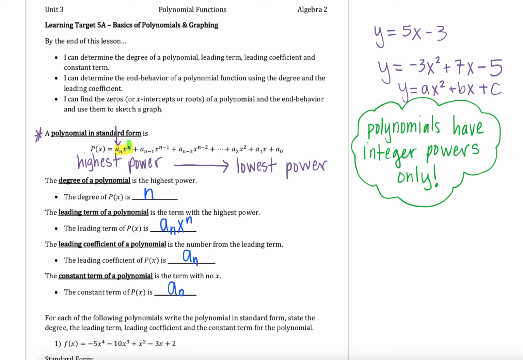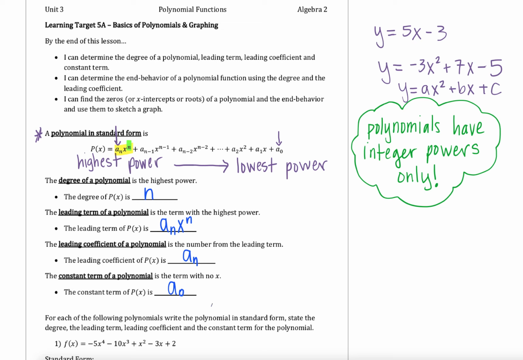And our last vocab term is a constant term. And the constant term of a polynomial is the term with no x. So just like we had before, it was our last term in standard power, which is just going to be that number that is added or subtracted at the end. So for our polynomial p of x, that constant term is going to be a sub 0.